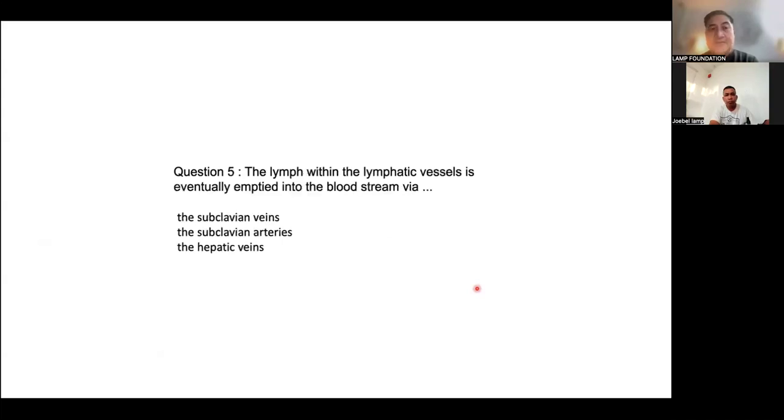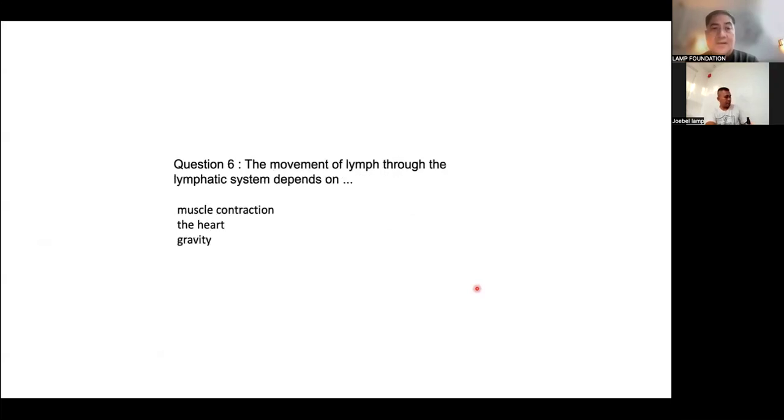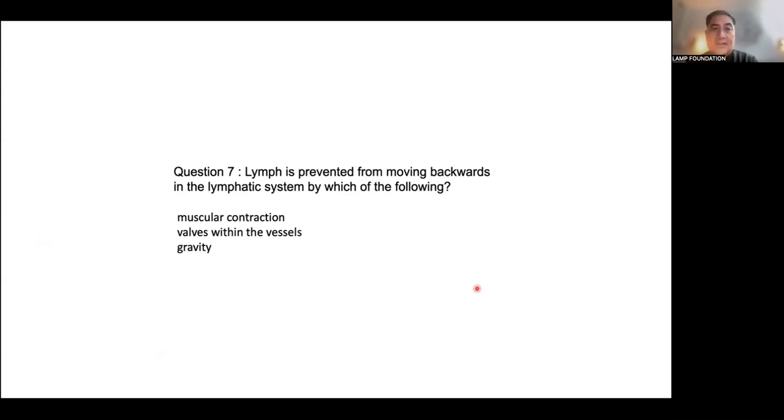The lymphatic vessels carry the lymph where? Towards the heart. The lymph within the lymphatic vessels is eventually emptied into the bloodstream via the subclavian veins. The movement of lymph depends on muscle contraction. Lymph is prevented from moving backwards by the valves within the vessels.